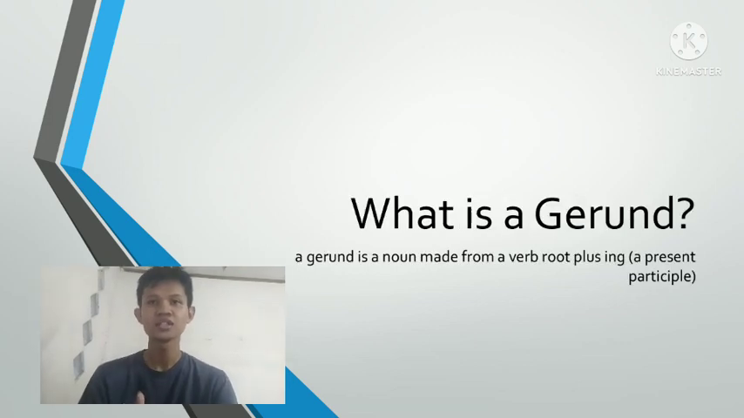So, what is a gerund? The meaning of gerund itself is a verb that functions as a noun. The gerund is almost the same as the present participle, or verb plus ing, but it turns out that the gerund is a noun, while the present participle is an adjective. If the gerund is used as a subject, then it can stand alone or form a gerund phrase.